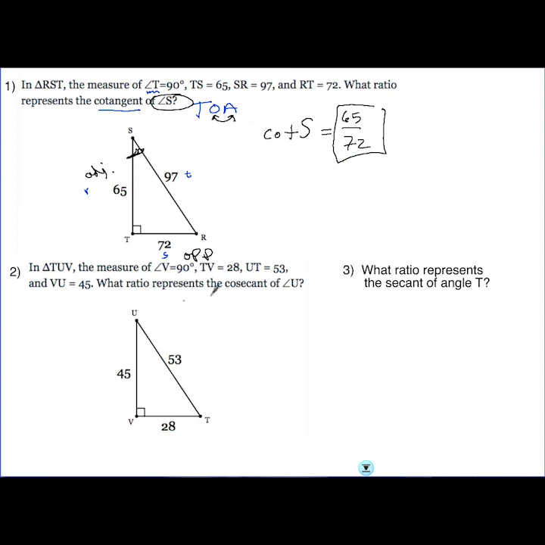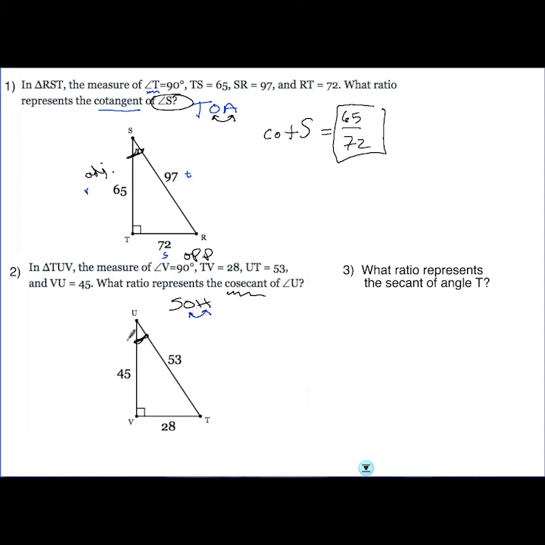Let's do another one here. So what ratio represents cosecant? My angle's given here. I'm going to label this angle. Cosecant is the reciprocal of sine. So I'm going to write that down. That's my mnemonic device, my memory device. I'm going to flip the O and the H.